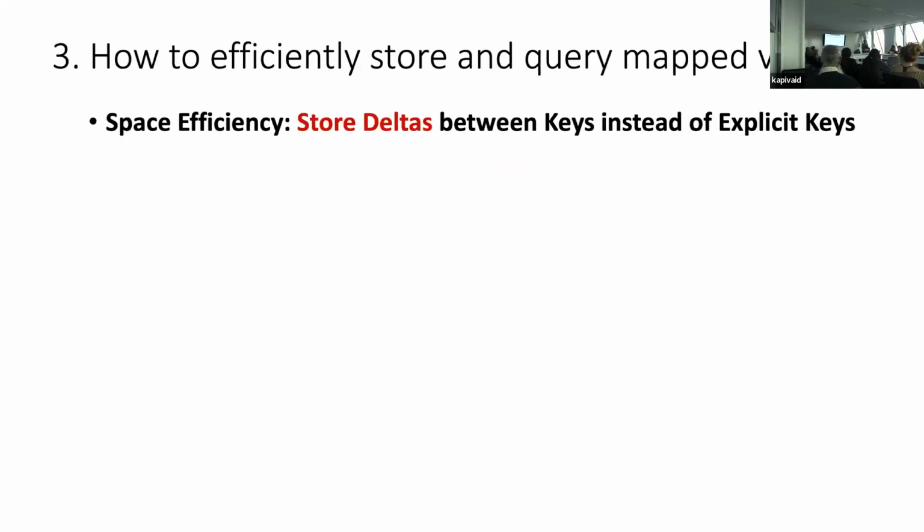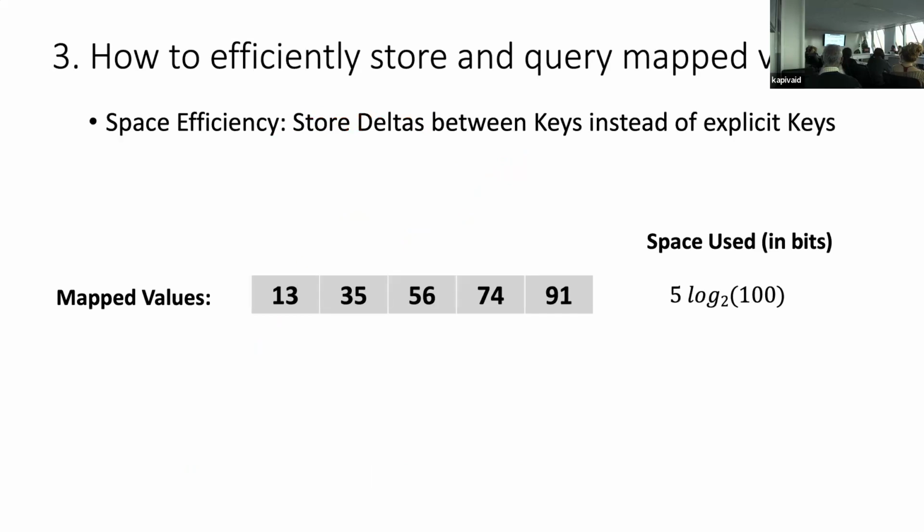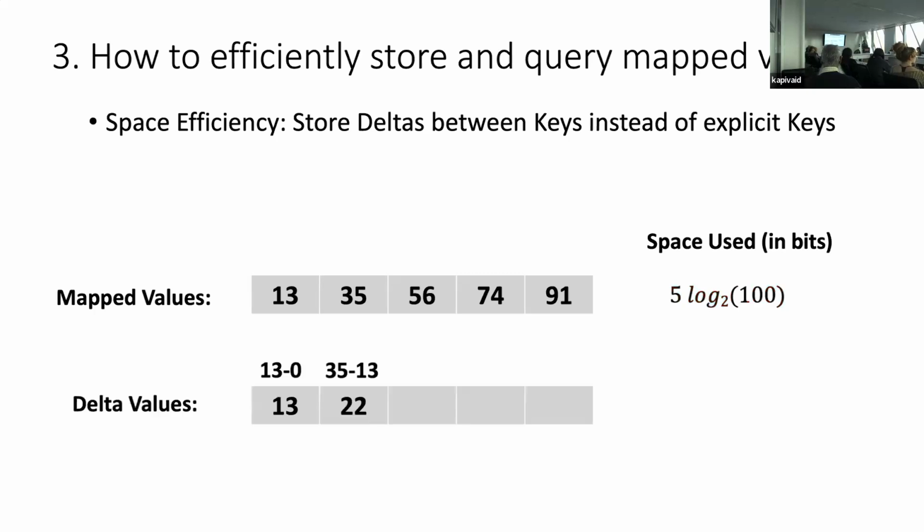So moving on to the third question, how to efficiently store and query these mapped values. So in the example before, we explicitly stored the mapped values, which can be quite inefficient. So in order to improve the storage efficiency, we store the deltas between consecutive keys instead of the keys themselves. So for example, if this is the set of mapped values, the domain size is 100. So explicitly storing them will require 5 log of 100 bits. But what we can store is the first key, then the difference of the second key and the first key. Similarly, difference of the third key and the second key.